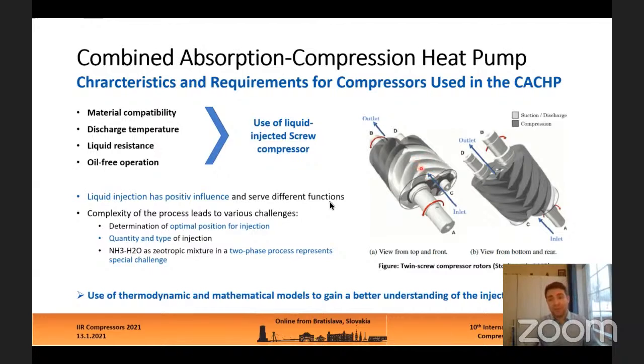How much do we inject at each of these ports and how? So, for instance, the size of droplets. And the last point is that the ammonia-water mixture as a zeotropic mixture in the two-phase process represents a special challenge, meaning the thermodynamic behavior. So all of this concludes that the use of thermodynamic and mathematical models will help us to gain a better understanding of the injection process.